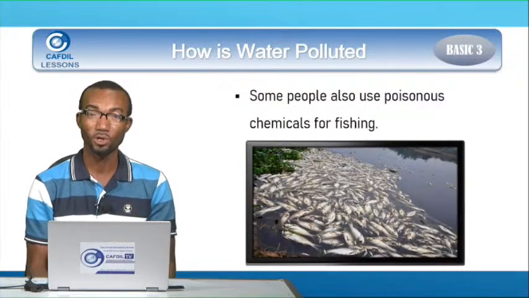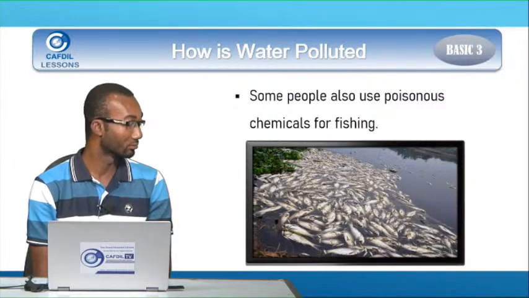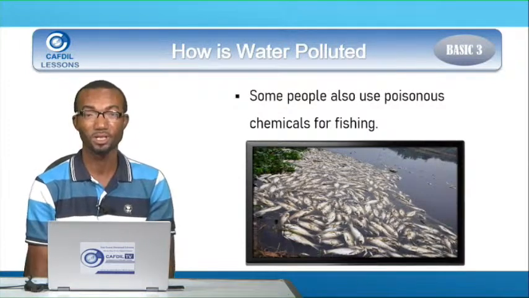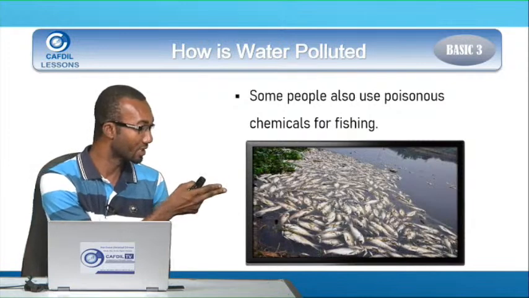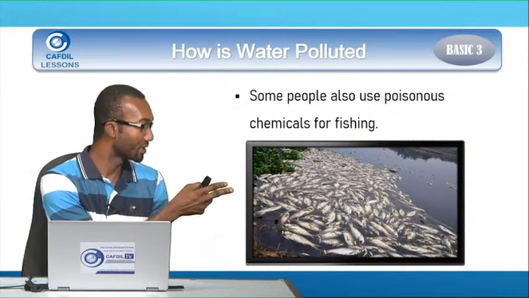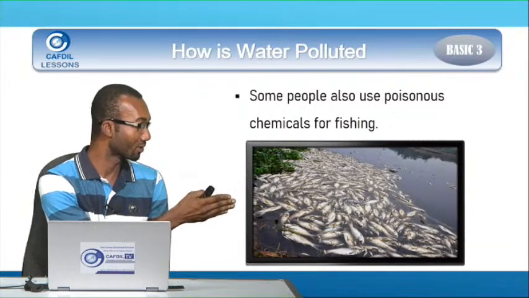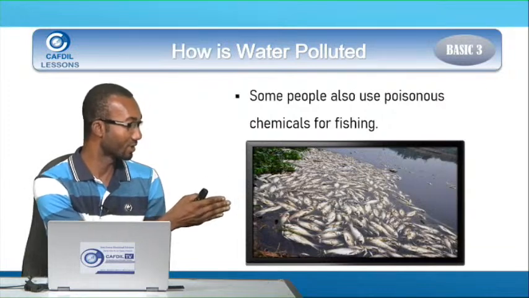Some also use poisonous chemicals for fishing. So you see that, if you see the image here, the person used a poisonous chemical and it has resulted in the death of all these fishes.